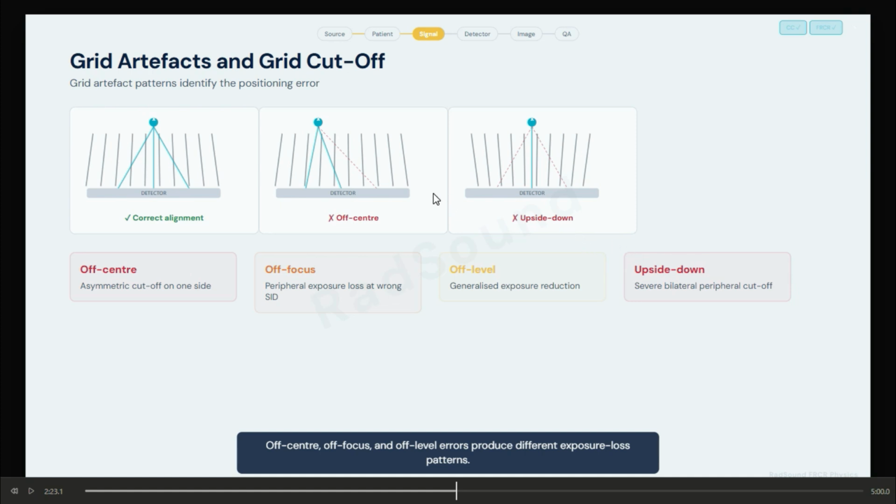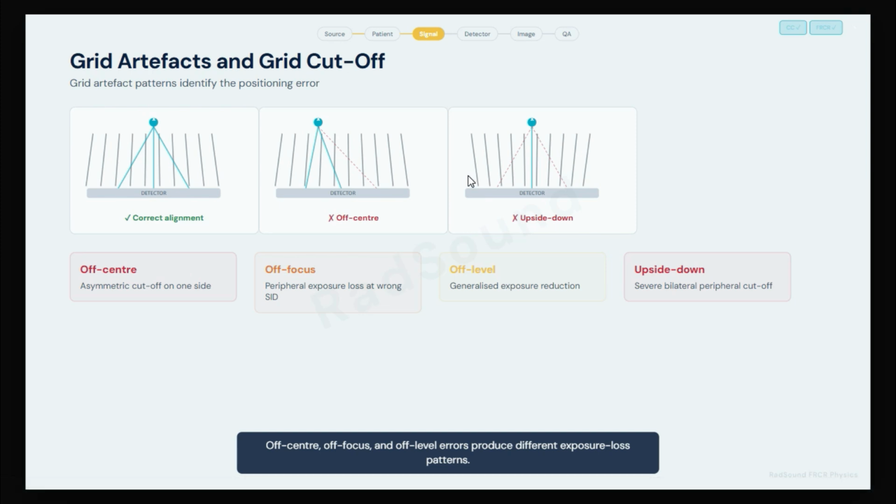Remove and correctly orient the grid. That is, take it and rotate it to get better exposure, and repeat the exposure. But the problem with this is that the grid on its own increases the dose to the patient. So if you make such a mistake, there will be an additional dose to the patient.